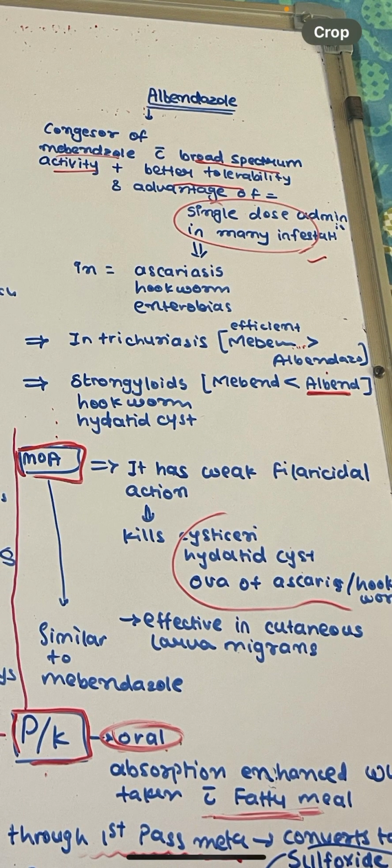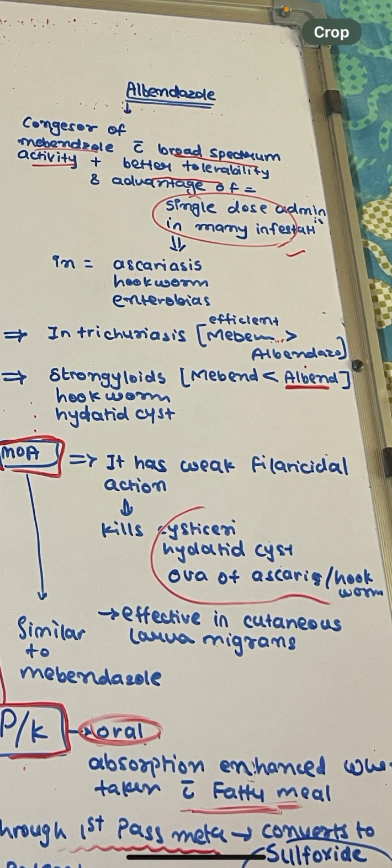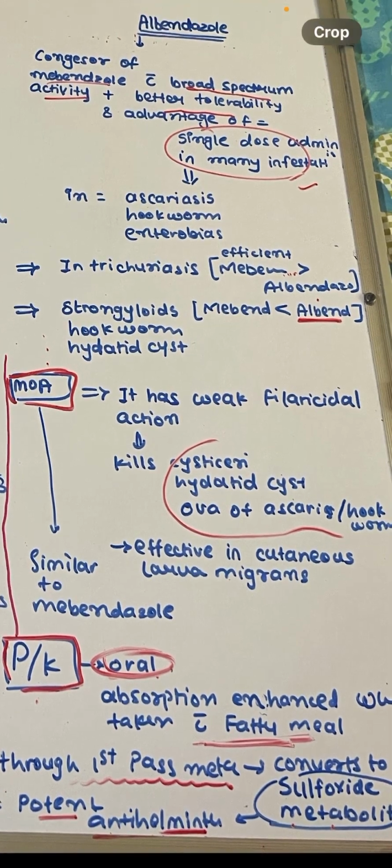The mechanism of action of albendazole is similar to that of mebendazole, which I described in the previous video, but it has weak filaricidal action but can kill cysticerca, hydatid cyst, and ova of ascariasis and hookworm. It is also effective in cutaneous larva migrans. So basically it is a very strong drug with weak filaricidal action and the advantage that it can be given once a day, single dose administration for the infestations.